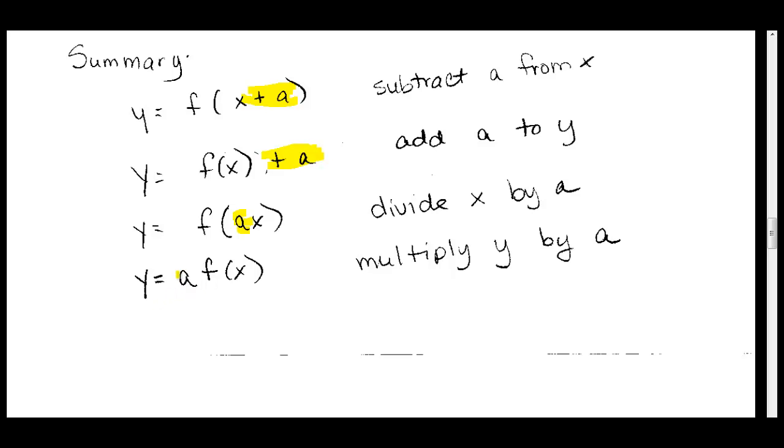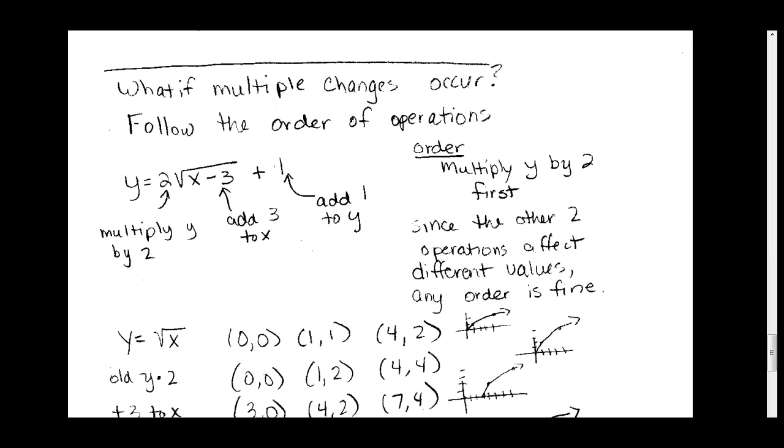Where if you multiply by a after the function happens, you're going to be multiplying by a. In essence, if it's happening inside the function, inside the parentheses, inside the radical, it works the opposite to the way it looks. But if it's outside the function process, outside the parentheses, outside the radical, it happens the way it does look.